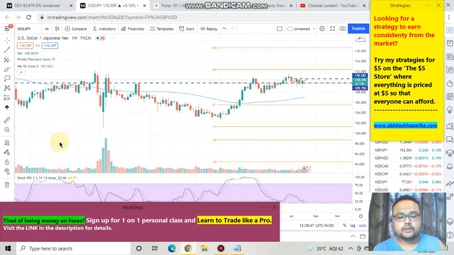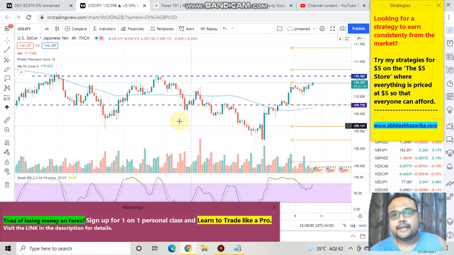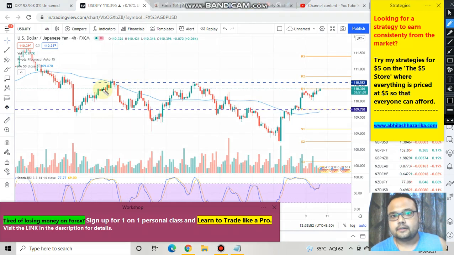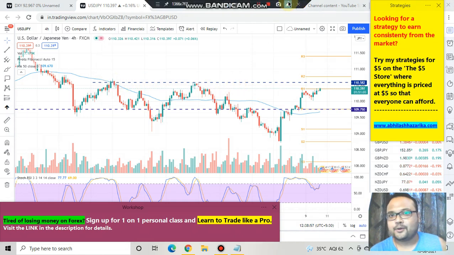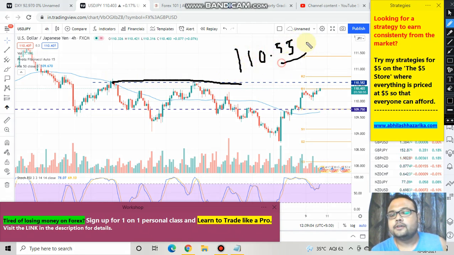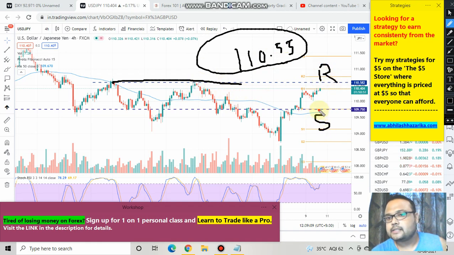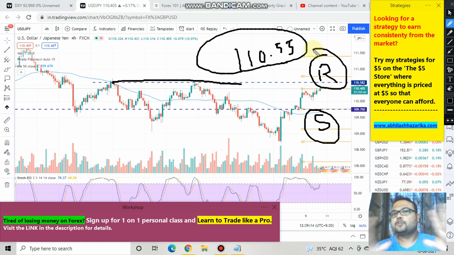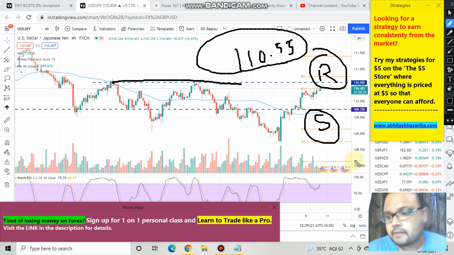And apart from the 109.75 level, the next important level is this. Sorry about the bad line. Okay, let me draw a line again. This level is also very important, and this level is 110.55. So this is the resistance for the market and this is the support for the market right now. Clear? So we have a very strong support, and on the top we have a resistance at 110.55. So these are the two important levels for the market right now.